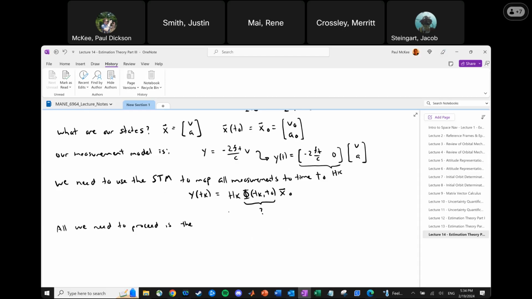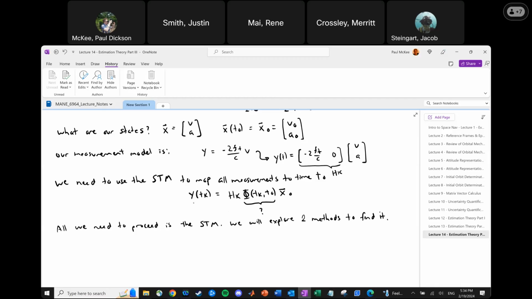The state transition matrix, we will explore two methods to find it.